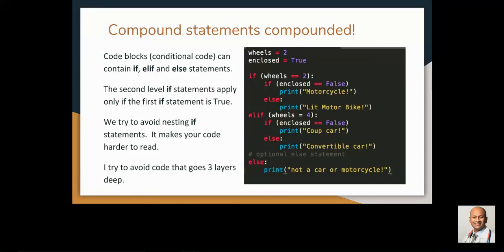If it's not enclosed, we say motorcycle. If it is enclosed, then we'll use a lit motorcycle. That's called a bug. Just noticed that. This is a bug.